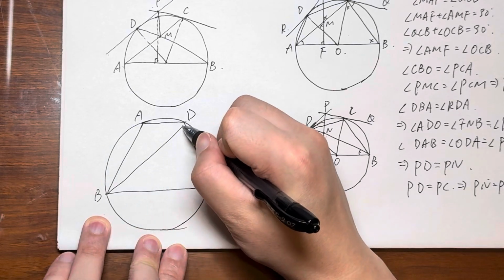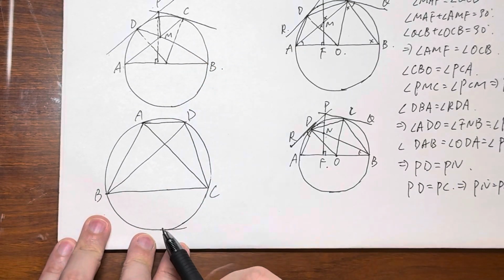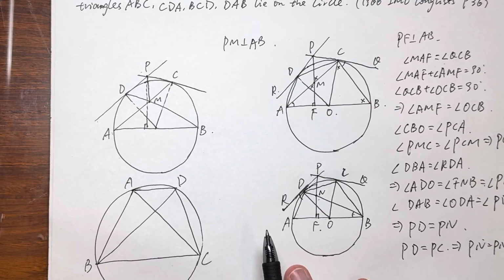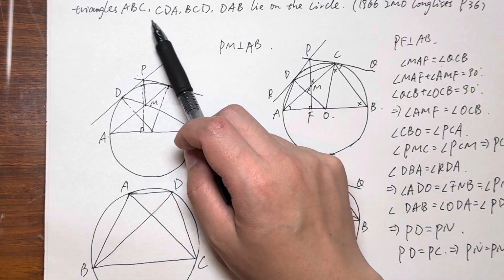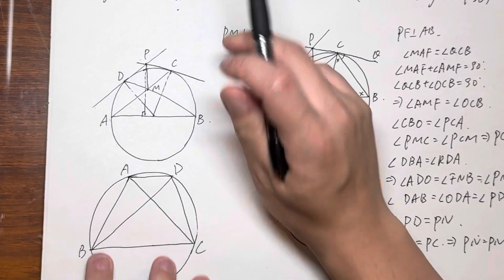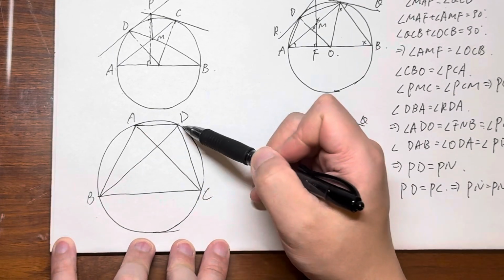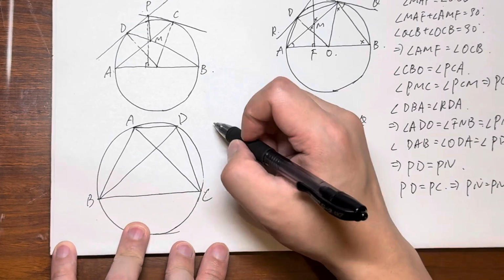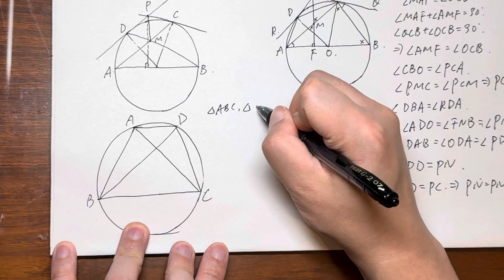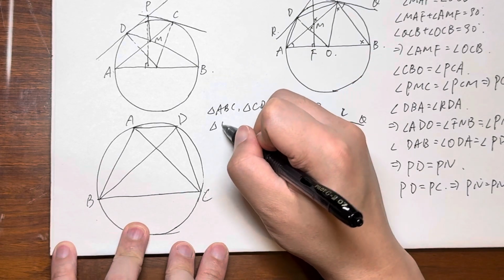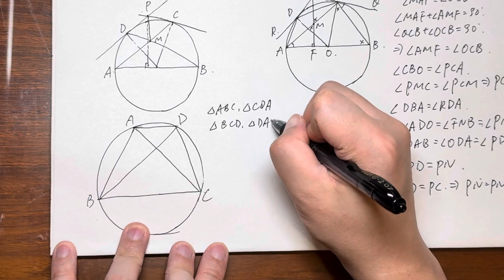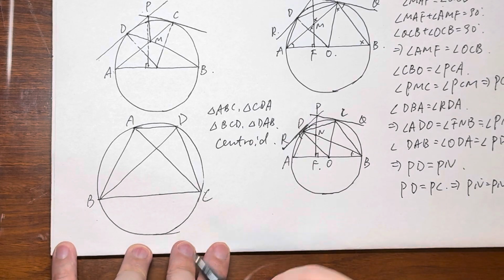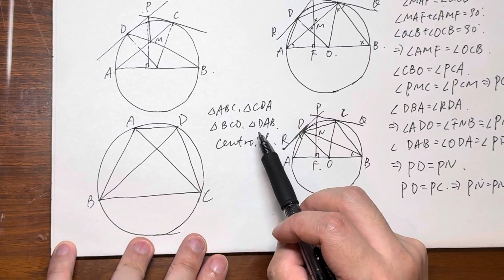And we want to find the centroid of the triangles. We want to find the centroid of triangle ABC and CDA, which is ABC here, CDA here, and BCD and DAB. Okay, so triangle ABC, triangle CDA, triangle BCD, triangle DAB. We want to find the centroid of these triangles, and we want to prove that the centroids of these triangles are cyclic.